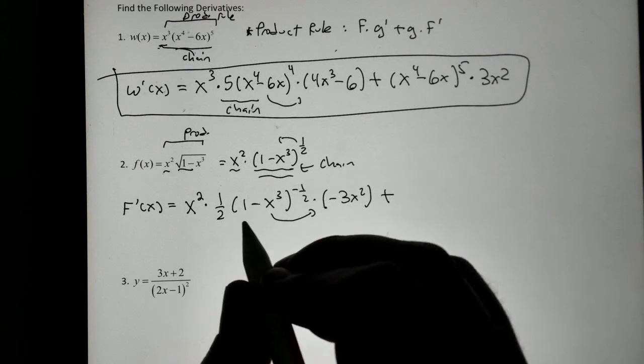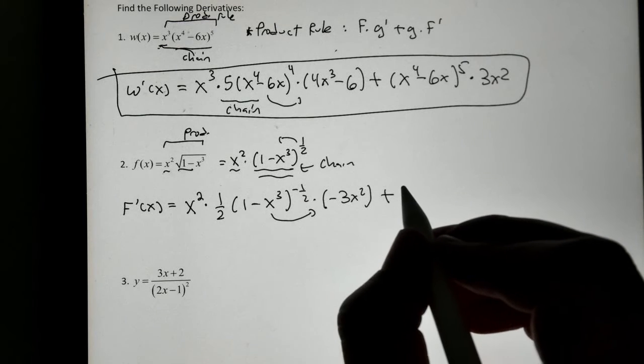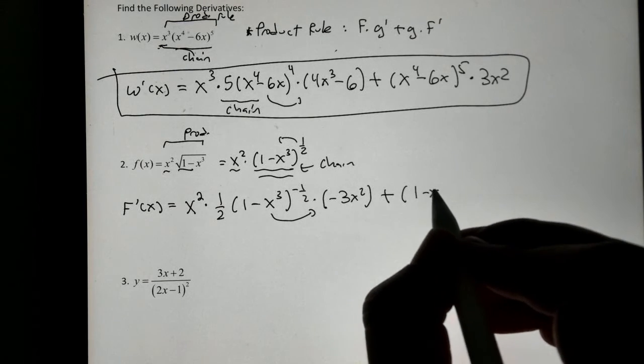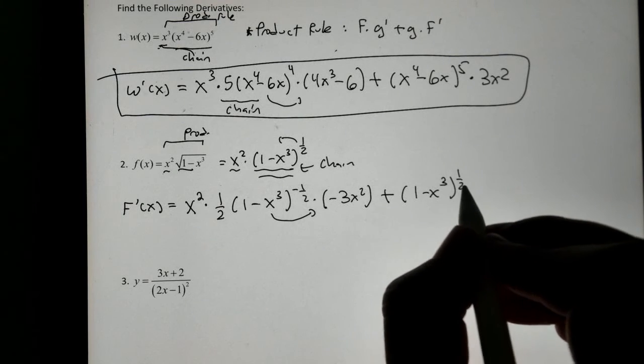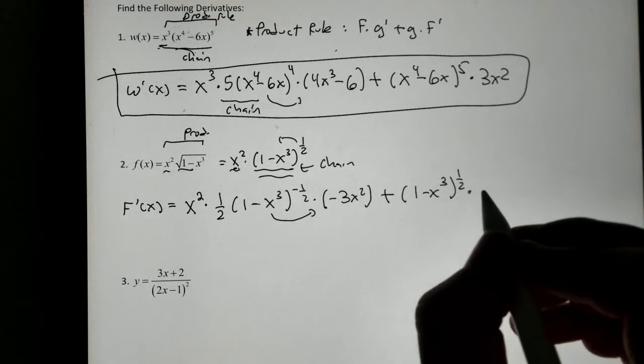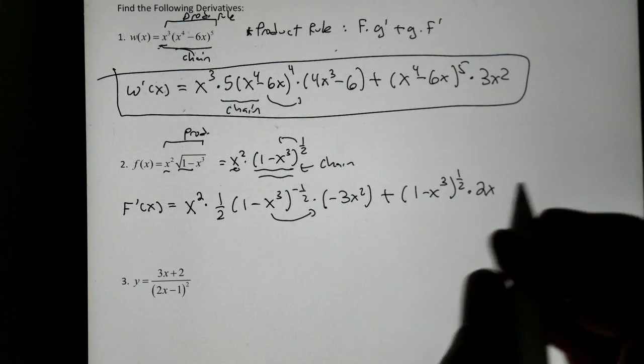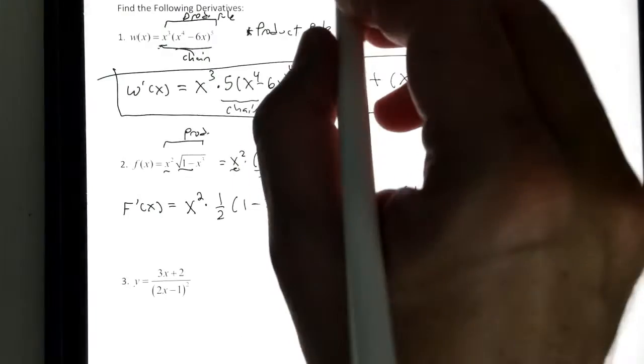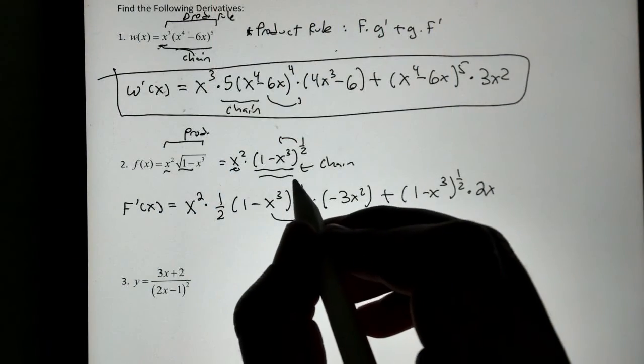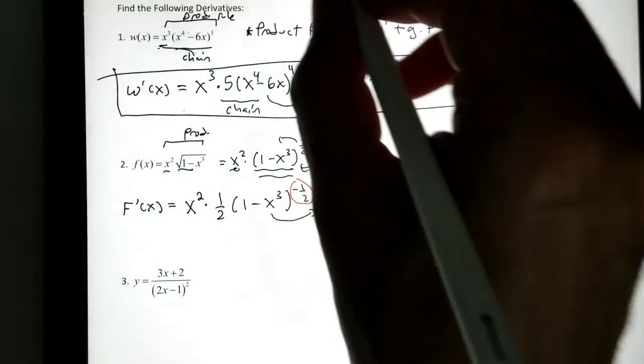Plus, now we're going to do the rest of it, the second, which is just this 1 minus x cubed to the 1/2 times the derivative of the first, which is 2x. And there's our derivative. But there is one thing you might remember we don't like. We don't like this negative exponent there.